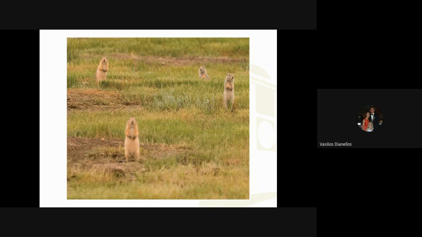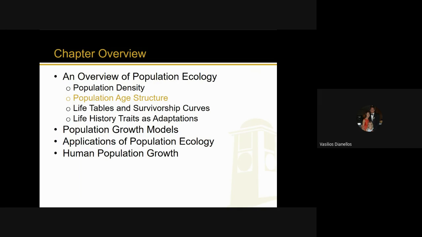And there's the prairie dogs I was talking about. All right. Let's talk about population age structure. And this is the one that's probably more relevant to non-biology majors.